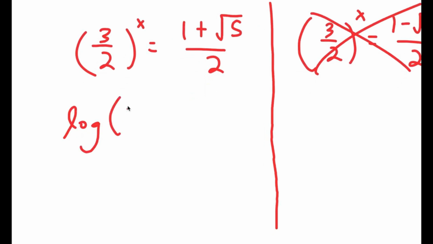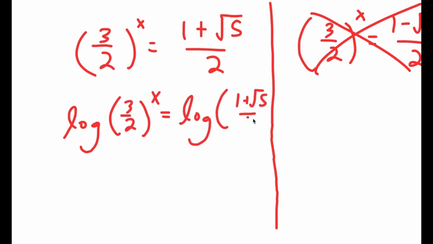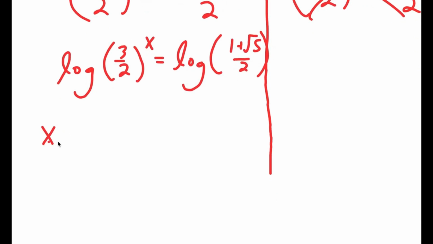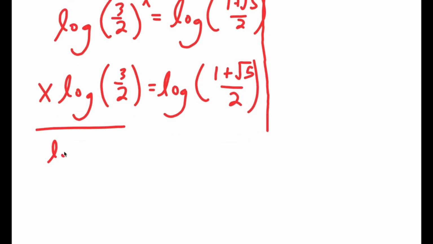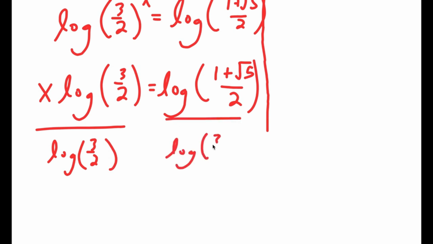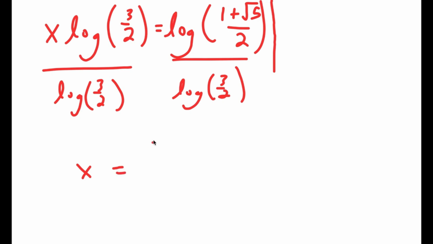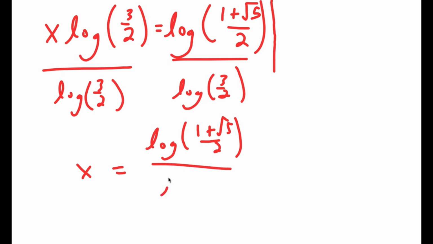And to solve this, I'm going to take the log on both sides. So I have log of 3 over 2 to the power of x is equal to log of 1 plus the square root of 5 over 2. So now this turns into x times log of 3 over 2 is equal to log of 1 plus the square root of 5 over 2. And now if I divide both sides by log of 3 over 2, I get x is equal to log of 1 plus the square root of 5 over 2, over log of 3 over 2.